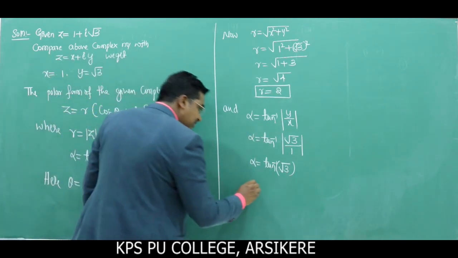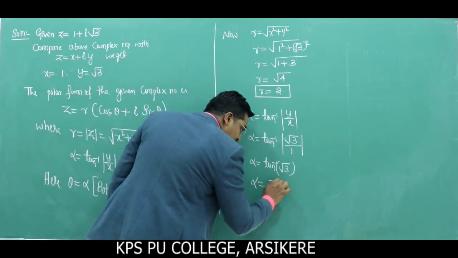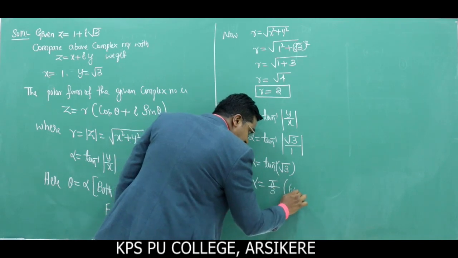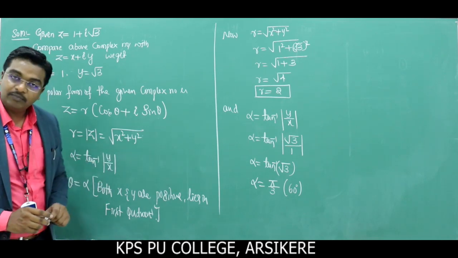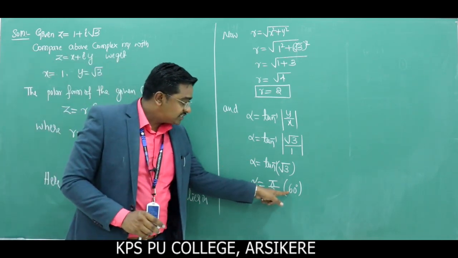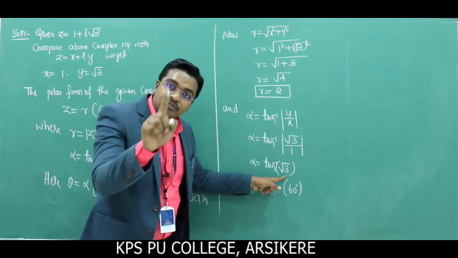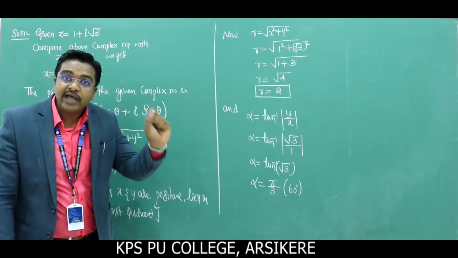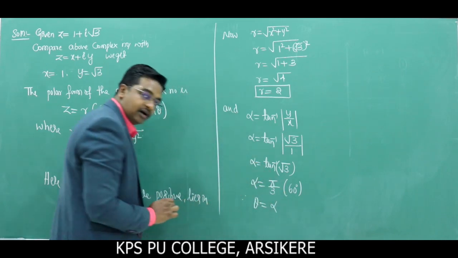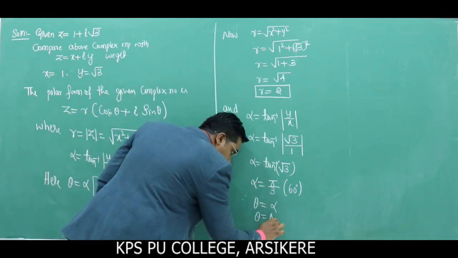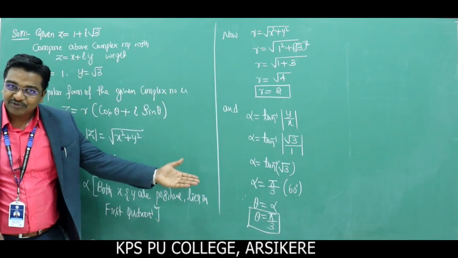Very good. Theta, alpha is equal to what comes? Alpha is equal to 60 degrees or pi divided by 3; you can write either, 60 degrees or pi divided by 3. Because tan of 60 degrees is equal to root 3, then tan inverse of root 3 is equal to 60 degrees or pi divided by 3. Therefore theta is equal to alpha, hence theta becomes pi divided by 3. So the principal argument and the modulus have come.